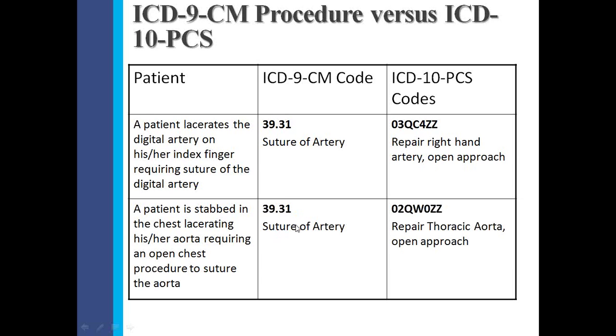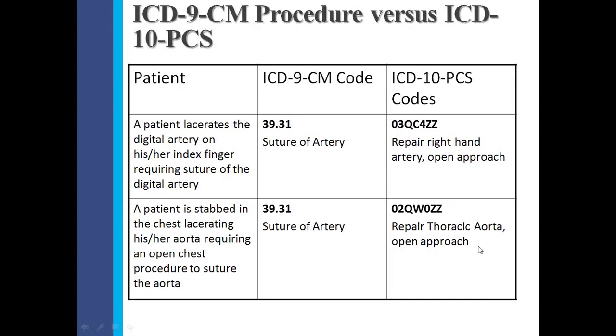That's a problem. We're not able to capture the data that we need to show what went on with this patient. You can see that in ICD-10 PCS it is 02QW0ZZ, and that's a repair of the thoracic aorta, open approach. So that gives me a lot of information about what's going on. Those codes are different enough.